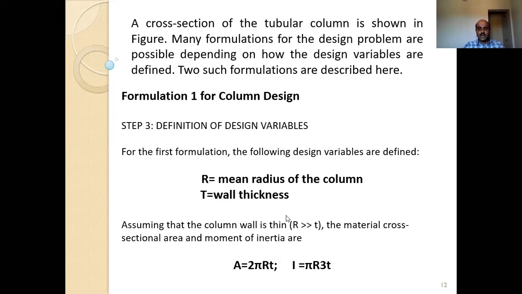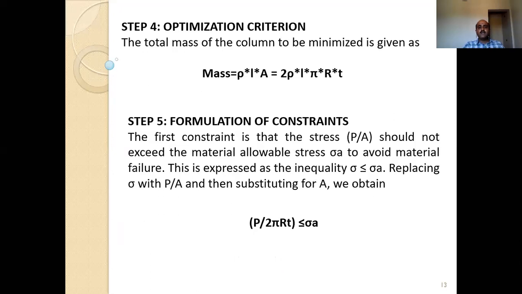Please make a note of these things quickly. The optimization criterion in this problem is the total mass of the column to be minimized. Mass is nothing but density times volume. So mass is equal to rho into L into A. Rho corresponds to the density of the material of the column, and L into A corresponds to the volume of the column, which we will write as 2 into rho into L into pi into R into t. So this is the optimization criterion because the mass is directly proportional to the density and volume.